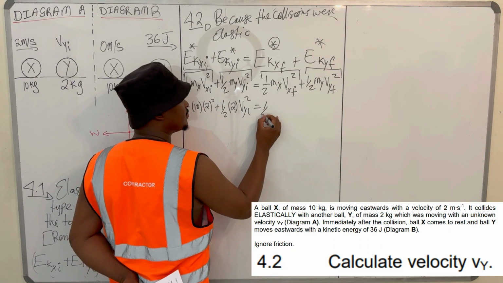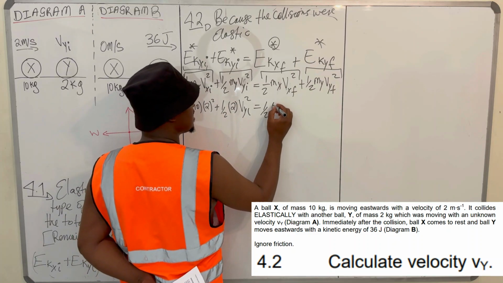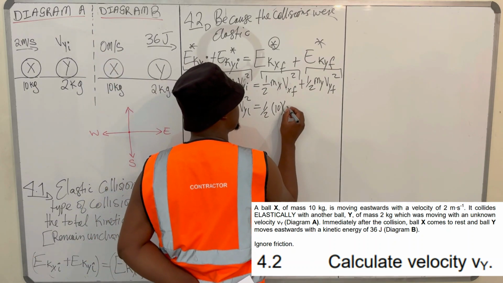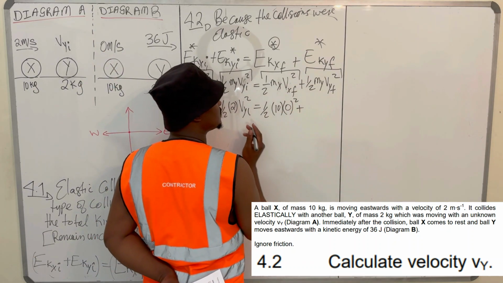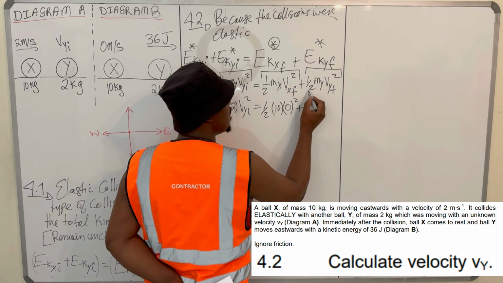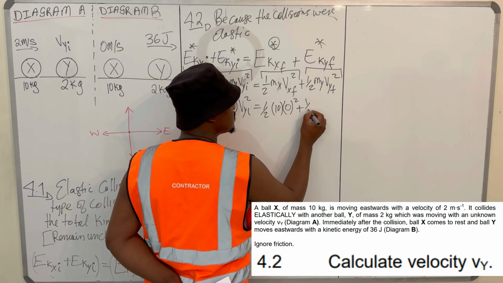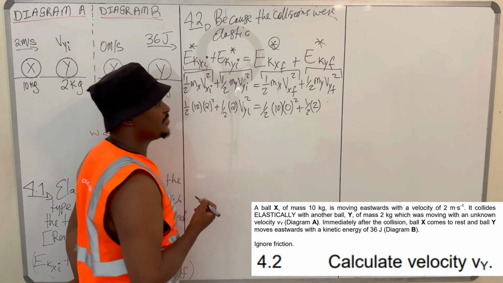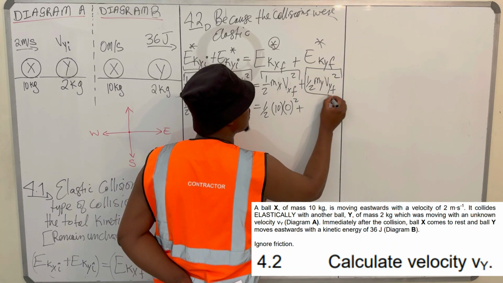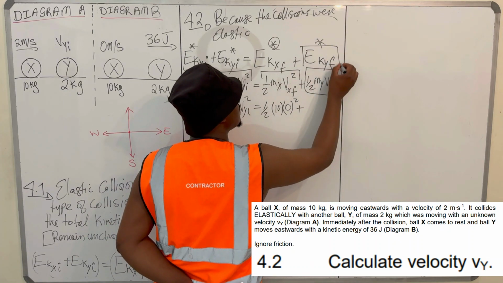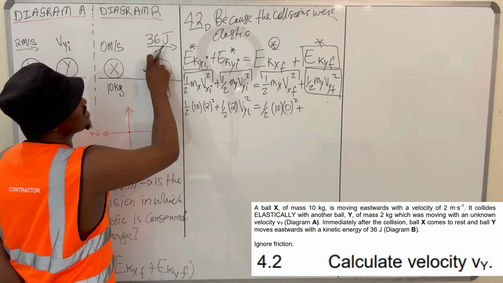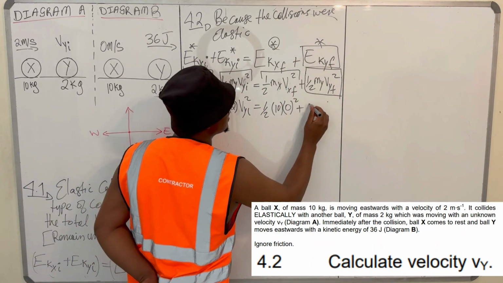Squared is equal to half the mass of X, which is 10, times the final velocity of X. What is the final velocity of X? 0, because it became stationary after that. Plus, we have the mass, which is 2, but we don't have the final velocity. But this part here is the final kinetic energy. So we do have the final kinetic energy of ball Y to be 36. So we have the entire part to be 36.